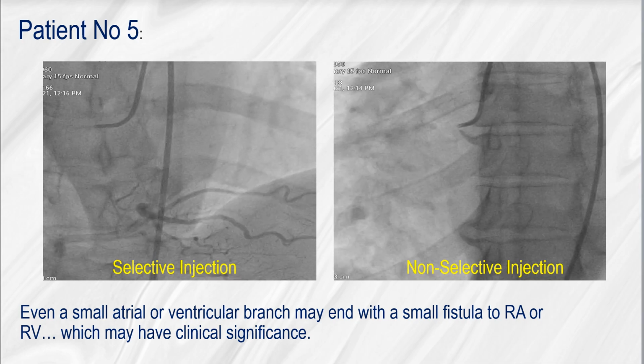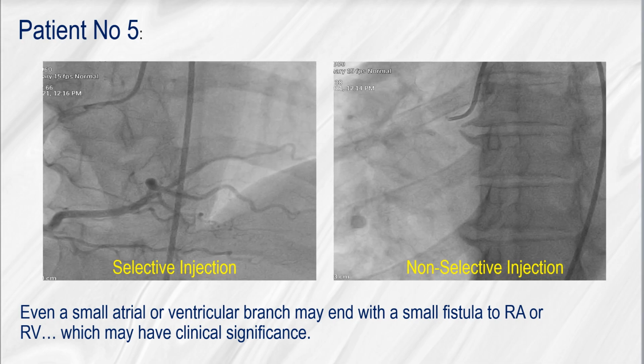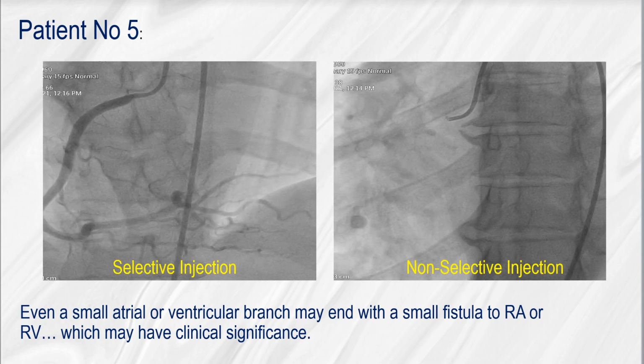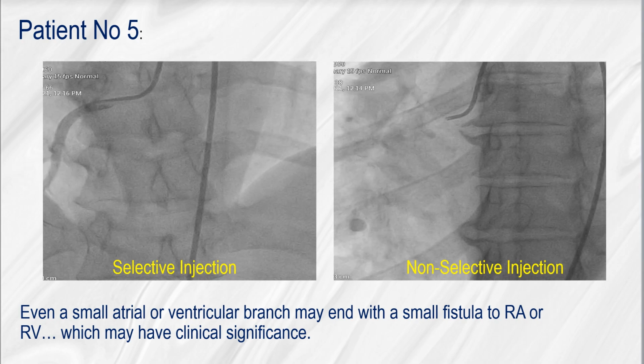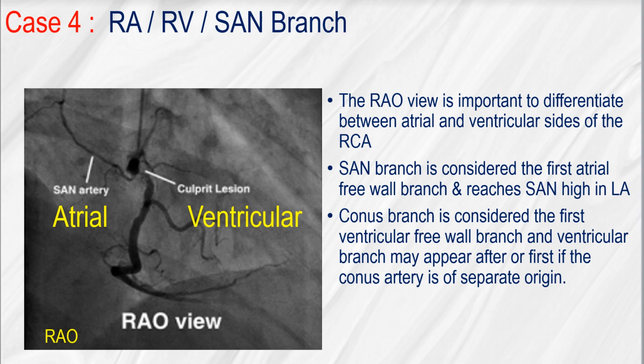Even a small atrial or ventricular branch may end with a small fistula to the right atrium or right ventricle, which may have clinical significance. The RAO view is important to differentiate between the atrial and ventricular sides of the RCA. The branch to the SA node is considered the first atrial free wall branch, reaching the SA node high in the left atrium, while the conus branch is considered the first ventricular free wall branch, and a ventricular branch may appear after it, or first if the conus artery is of separate origin.